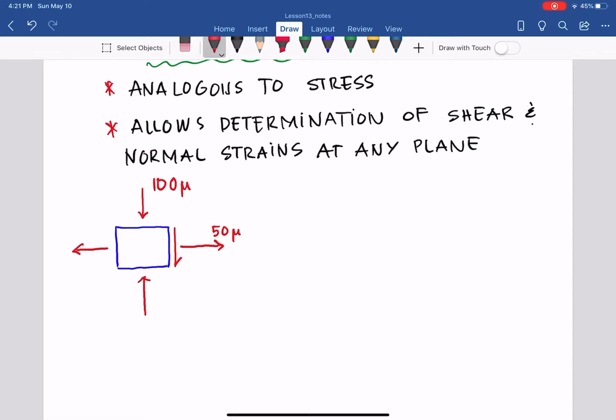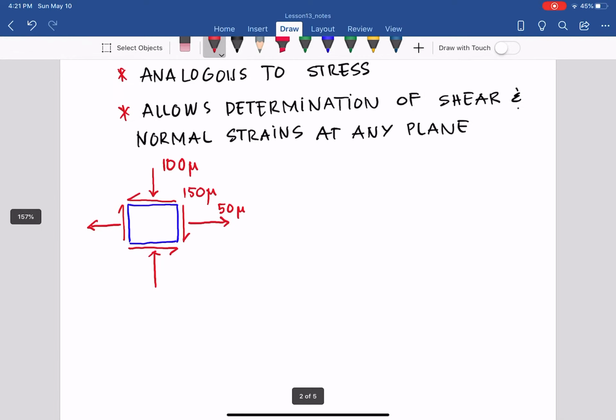Let's assume that gamma xy, and we have gamma yx, so that gamma is equal to 150 micro inch over inch. And the question is how we can draw the Mohr circle.